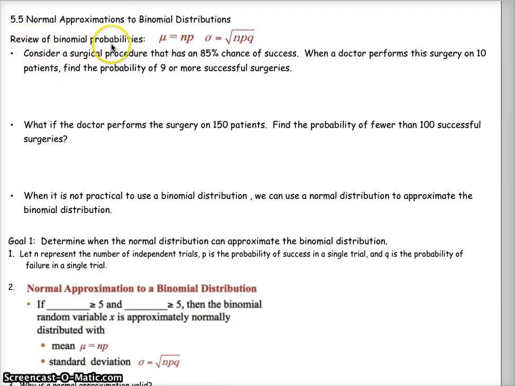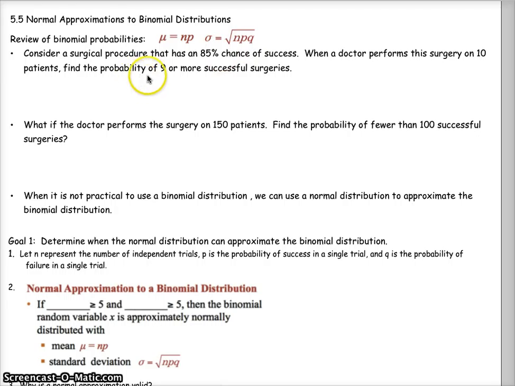Recall that a binomial probability has only two outcomes, either a success or a failure. The mean of a binomial probability is n, the number in the sample size, times the probability p, probability of success. The standard deviation, sigma, is equivalent to the square root of n, the number in the sample size, times the probability of a success, times the probability of a failure.